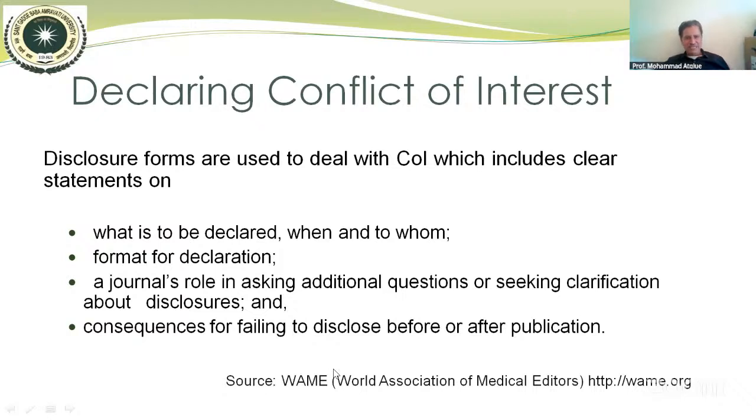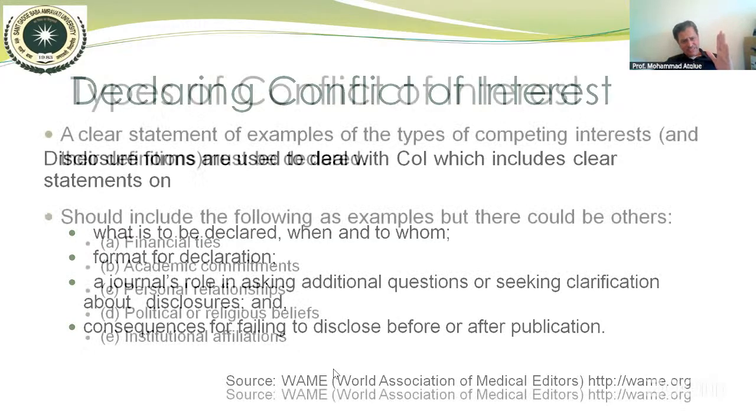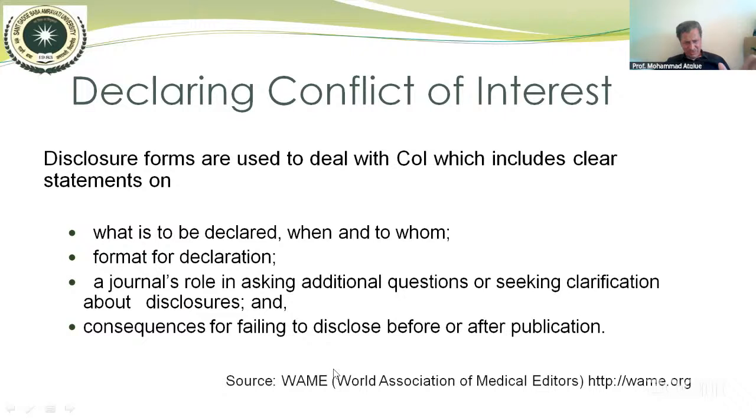So during the publication process, just like the copyright form, you need to declare this COI form in the beginning. You will have to answer what is to be declared and to whom. Normally it is to the managing editor. There is a format for declaration and the journal's role in asking additional questions. So they may ask you some additional questions. Let's say you have submitted the pre-printed COI form, and if they are not satisfied with the answers you have made, they may ask you for more details on certain aspects.